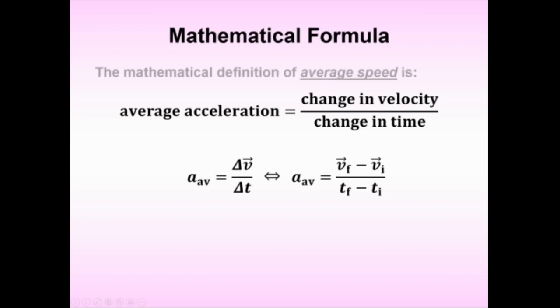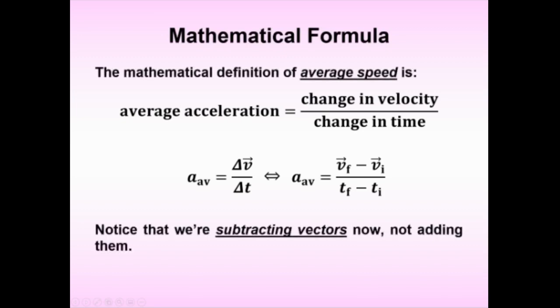Okay, so this is the mathematical formula, everyone. The average acceleration of an object is always how much did the velocity change over how much did the time change. So how much did the velocity change over how much time it took to achieve that change in velocity. Always remember, acceleration is meaningless if you don't give me time.